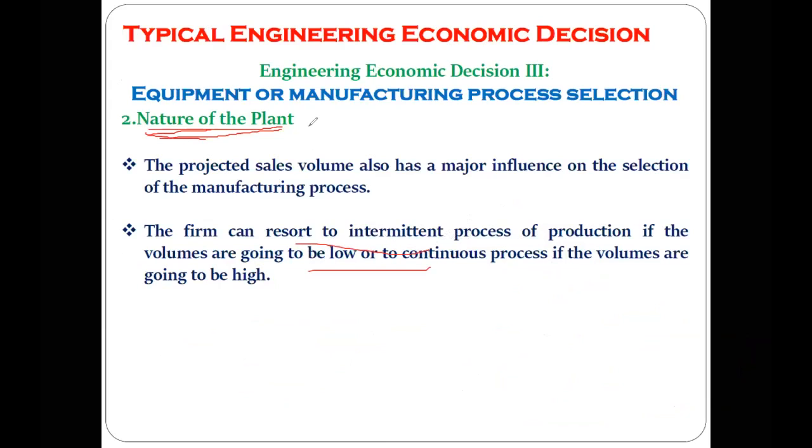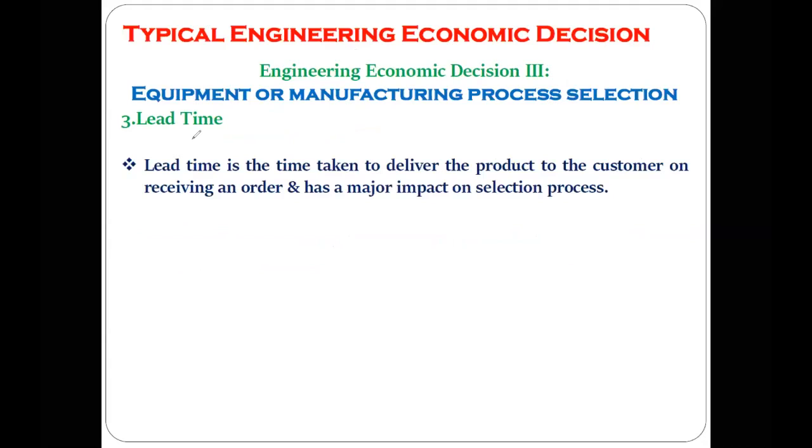This point is clear. Second factor. Yes, sir. Let's see the next one, lead time. The next factor in the selection of the machineries as a part of the engineering economic decision is the lead time. Now, lead time is the time taken to deliver the product to the customer on receiving an order. Now, simple one, you must be getting this. Lead time is what? Time taken to deliver the product to the customer on receiving an order.